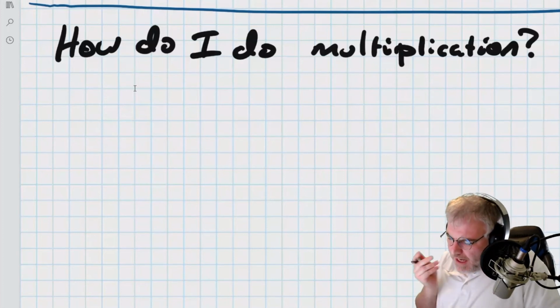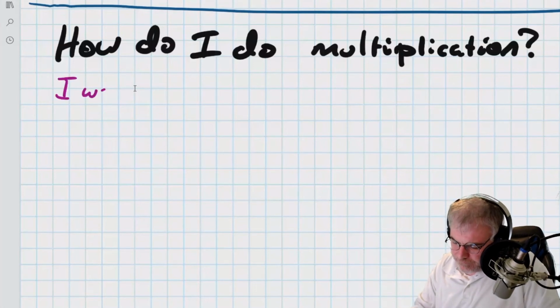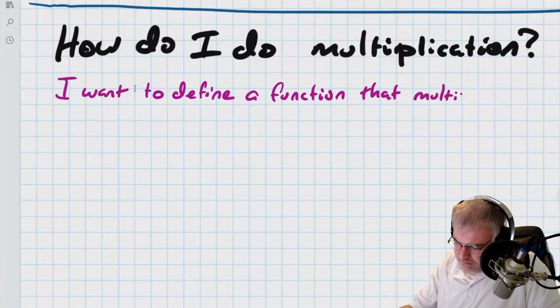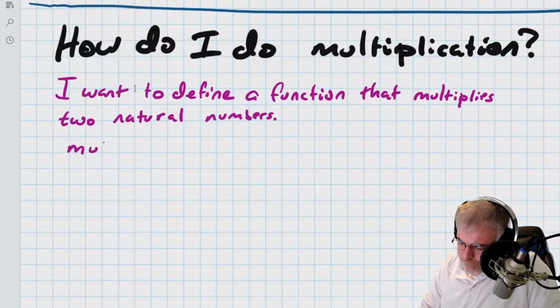Anyway, so how are we going to do multiplication? I want to define a function that multiplies two natural numbers. So what I want to do is define mult as a function from N cross N to N.